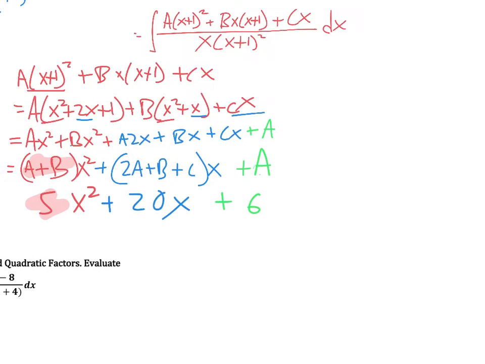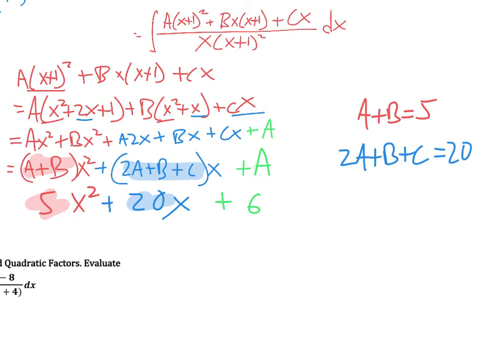So let's come over here. Let's write these out. We've got a plus b equals 5. We've got 2a plus b plus c has to be equal to 20. Now notice we're getting rid of the x's, right? Because we're just looking at the coefficients. And then last but not least, a and 6 are equal. Well, that's a nice one. That's going to make it all fall together. So we already know a. Great. Well, let's take this system here and let's figure it out.